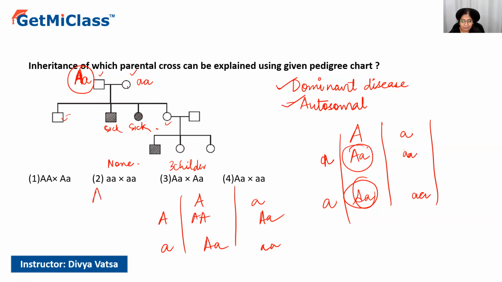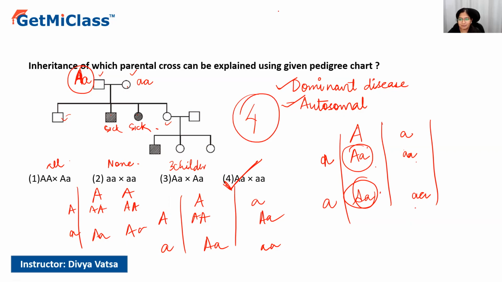And even if you want to calculate this one, you'll see that this is affected, this is affected, this is affected, and this is affected. Here, all would have been affected. But here we can see that two are affected and two are normal. So that brings us to our fourth option, which says that two will be affected and two will be normal. So our fourth option is the correct option for this question.